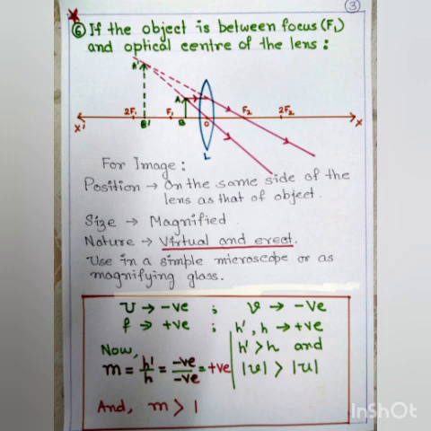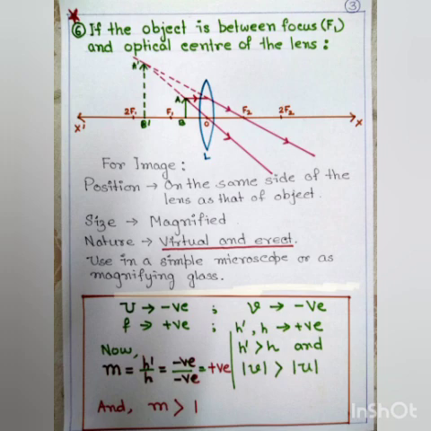Now let us discuss the fourth situation where the object is in between f1 and twice f1. For that condition also magnification was greater than 1, and here also magnification is greater than 1. But what is the difference between these two situations? Where the object is in between f1 and twice f1, magnification was greater than 1, but it was negative. But here magnification is greater than 1 and it is positive.